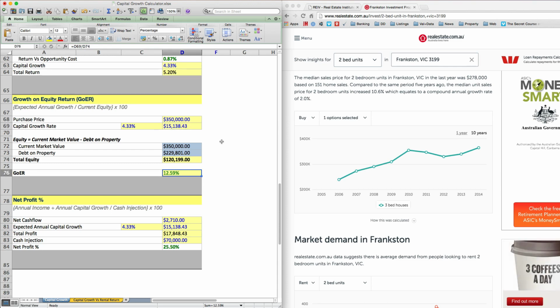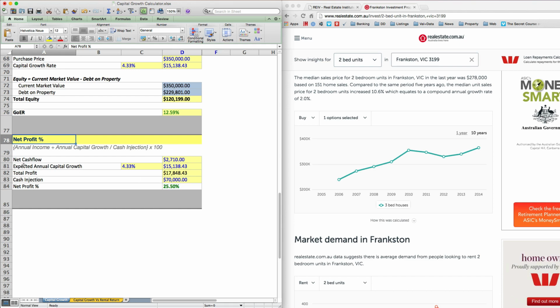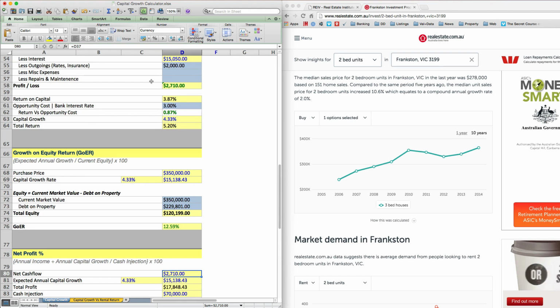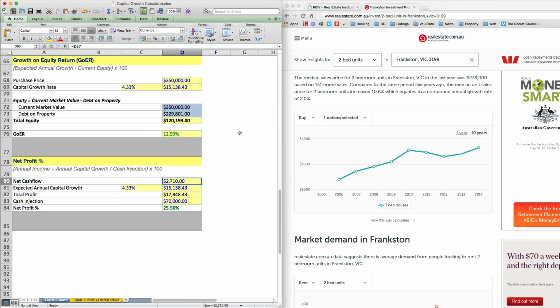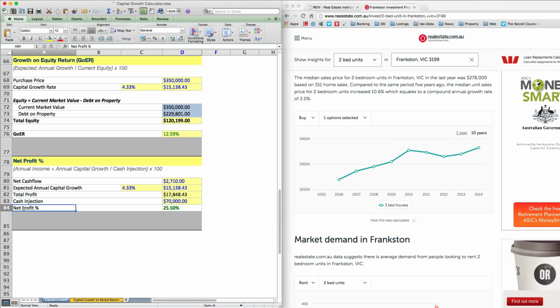Which is quite low if you're a developer, and I'll show you how these things happen. Net profit percentage: annual income plus annual capital growth divided by cash injection, times 100. So the net cash flow 2,710 has come from here, which was your profit after you paid everything. Expected annual capital growth was that. So your total profit was 17,000, and your total cash injection was 70,000, but now it actually gives you a net profit of 25.5%.